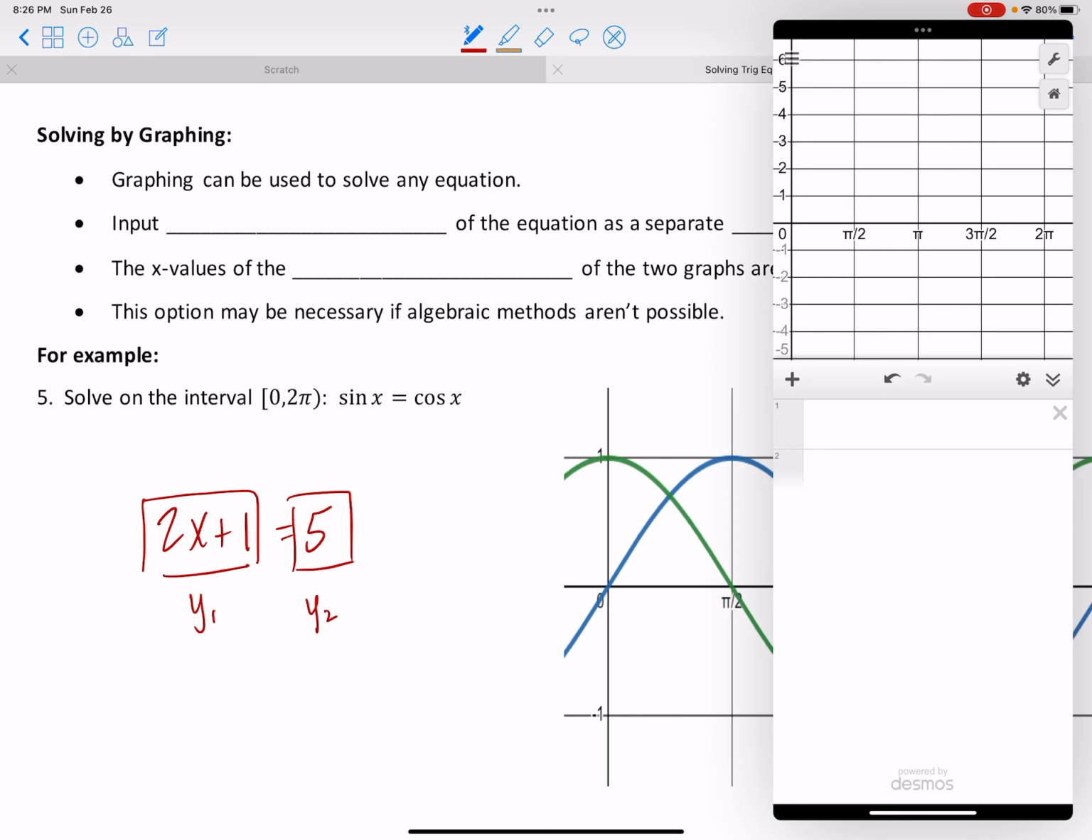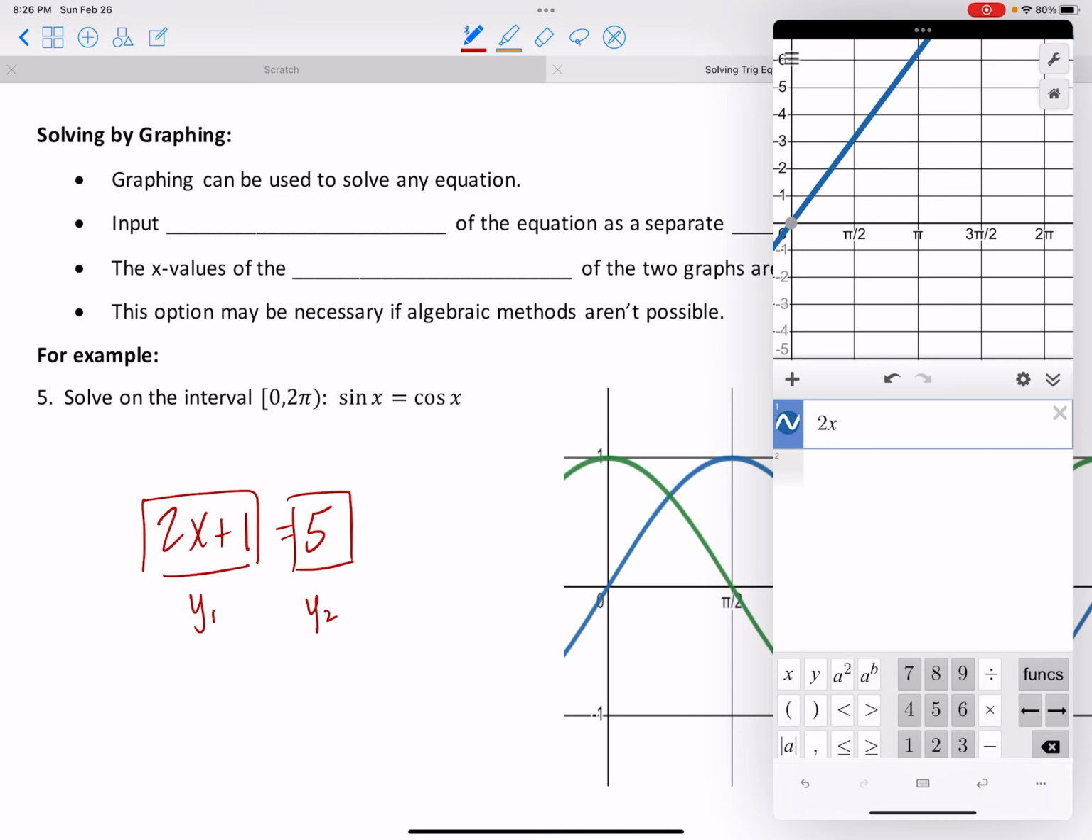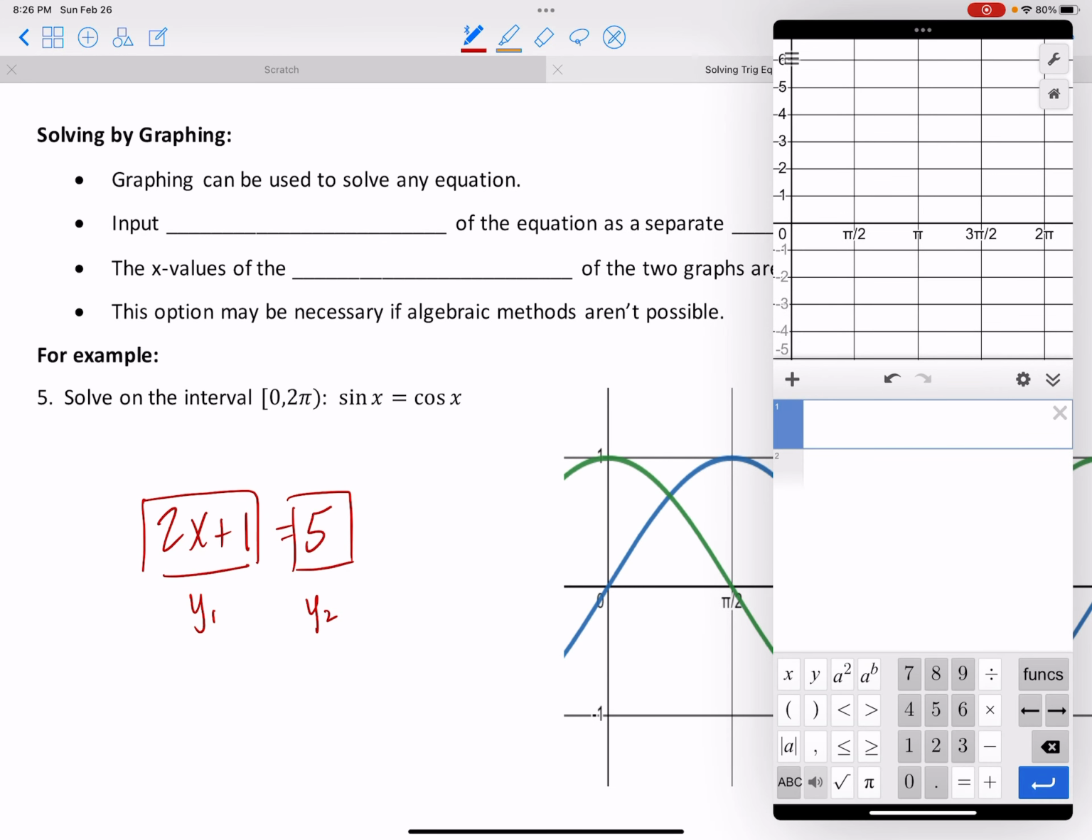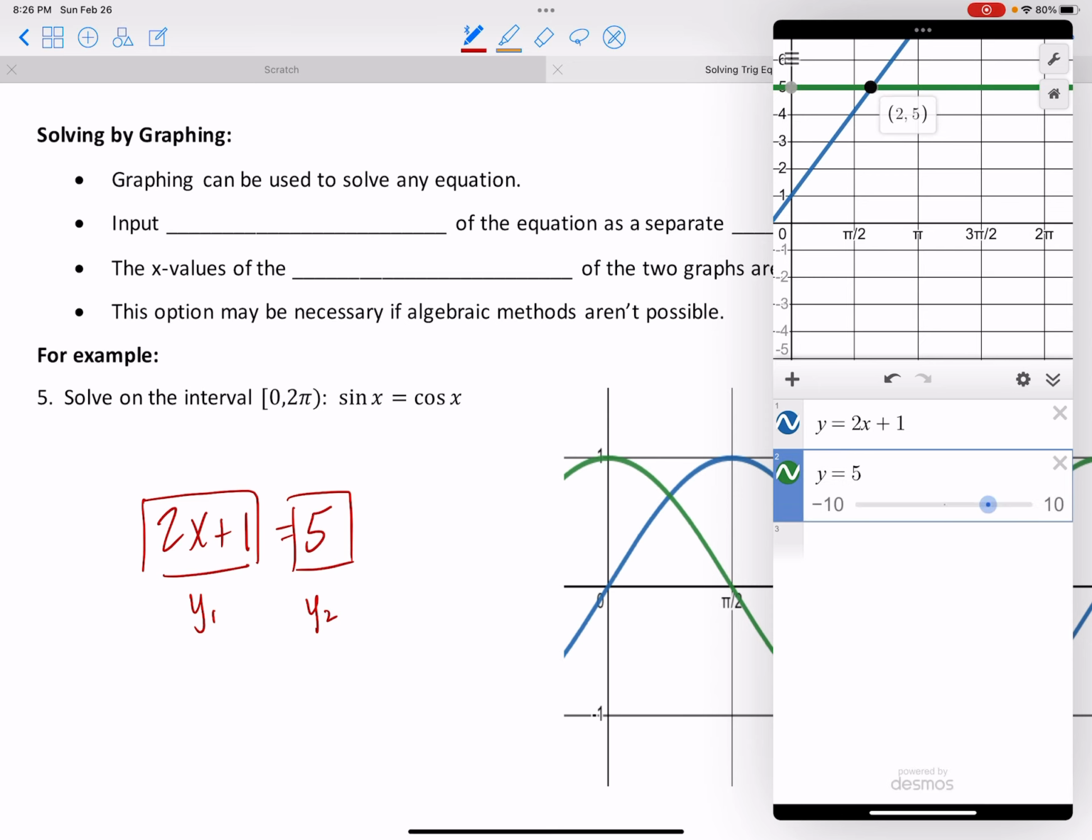So if I was to type in 2x plus 1 as one equation, why my calculator keeps doing this weird thing with the keyboard, I don't know. Let's call the first equation y equals 2x plus 1. So I'm going to make one function out of one side of the equation, make another function out of the other side, so y equals 5. And the point of intersection there at (2, 5) shows me the solution. Now technically, it gives me an intersection, right? But all I would be solving here for is x, and I know again the solution was 2. That occurs in the x value of that intersection.